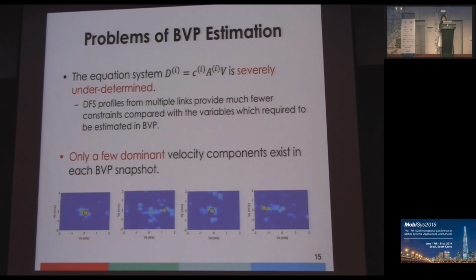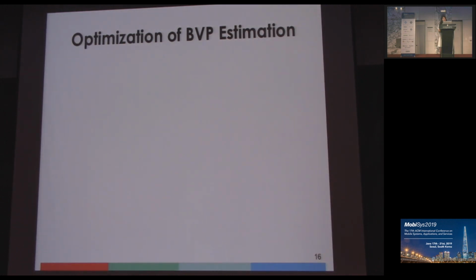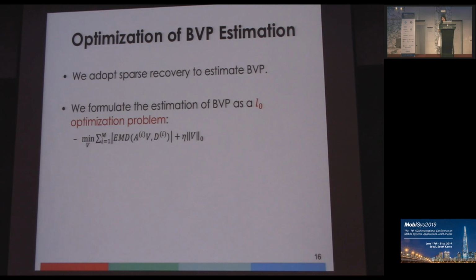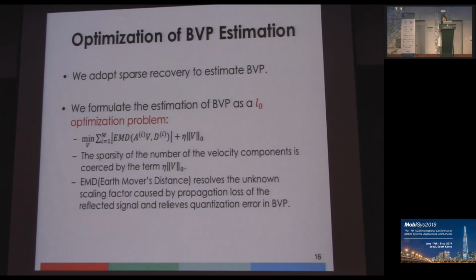Fortunately, we found that only a few dominant velocity components exist in each single BVP snapshot due to the limited number of major reflecting multipath signals. So we adopt sparse recovery to estimate BVP. We formulate BVP estimation as a zero-norm optimization problem as shown in the slide. The sparsity of BVP is coerced by the zero-norm of BVP. And we use Earth mover's distance in the minimization problem to resolve the unknown scaling factor caused by propagation loss and relieve the quantization error in BVP.